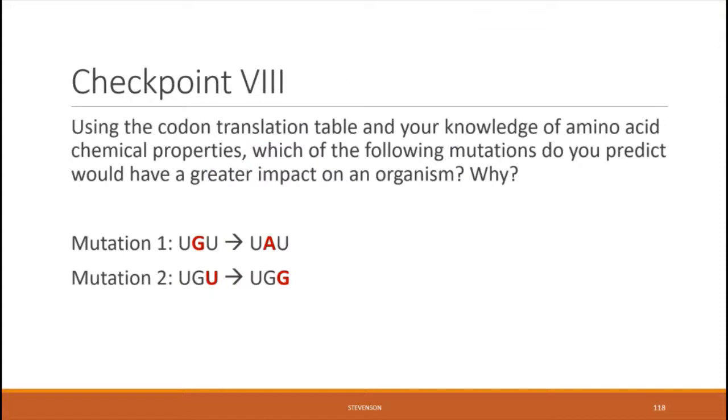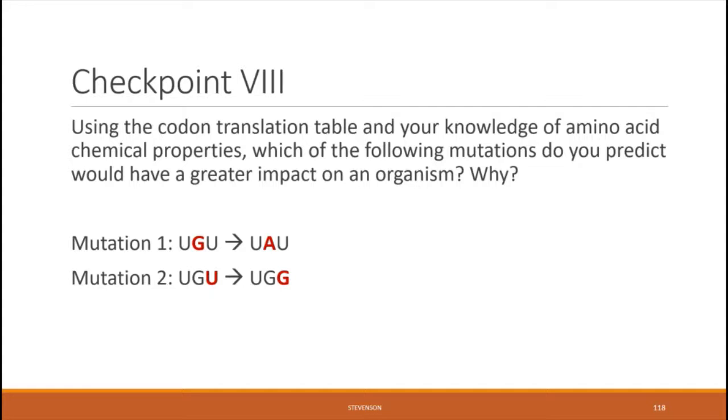So, knowing what you just learned about the basis for sickle cell disease, in this checkpoint, I want you to use the codon table and the amino acid chart to figure out which of the following mutations would have a greater, or in other words, a worse impact on an organism. And why would that be the case?